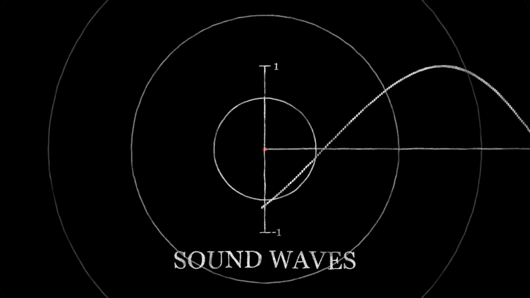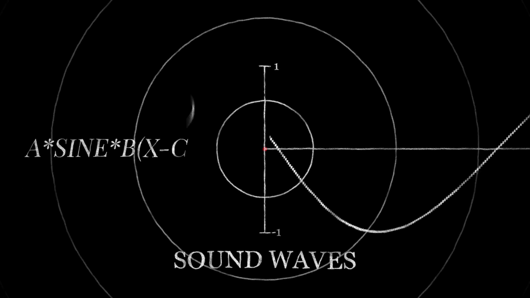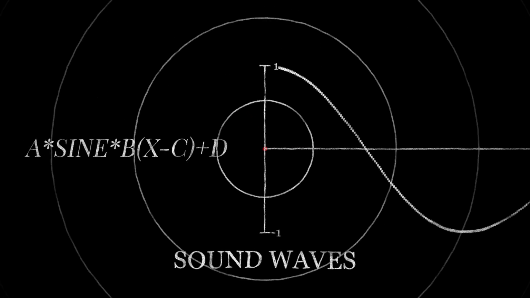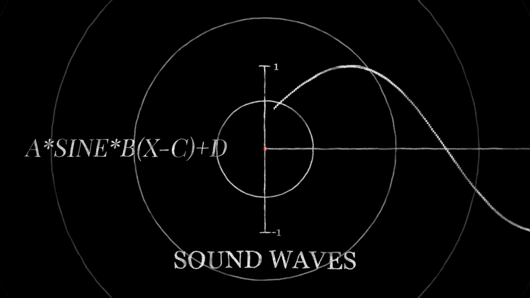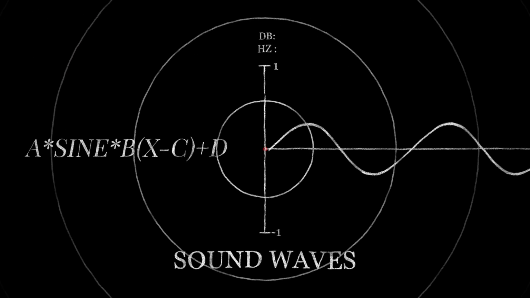When applying our equation of a times sine times b times x minus c plus d, the characteristics of sounds that are altered are pitch, that is measured in hertz, and intensity or loudness that is measured in decibels. A and c in our equation can be used to amplify the loudness of the sound. A increases the amplitude or strength of the sound.